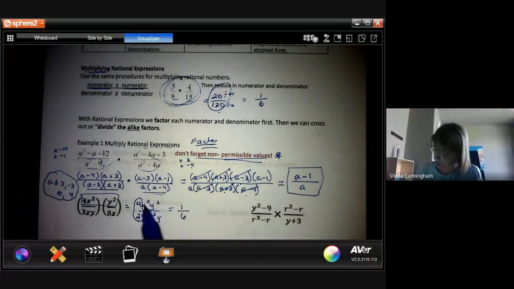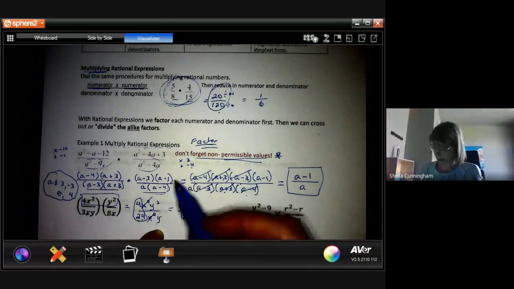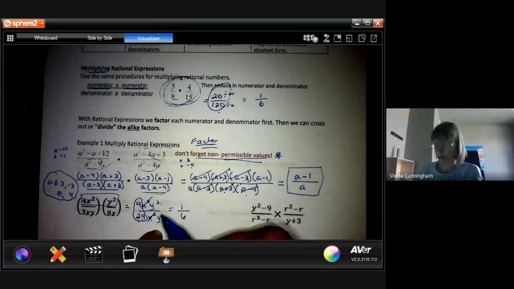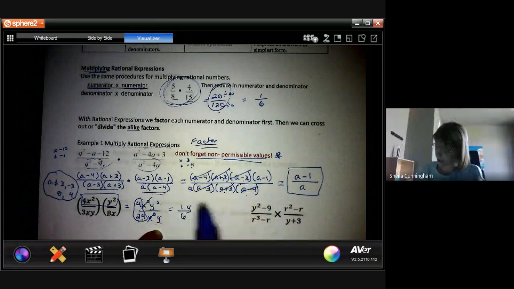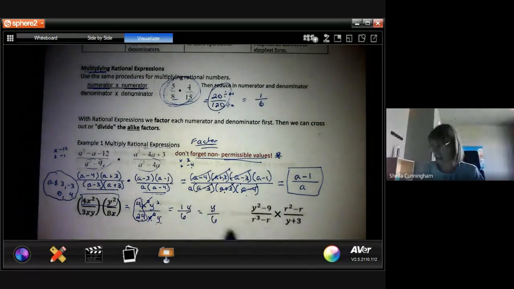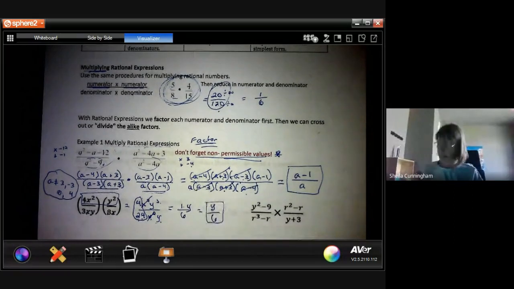Now I look at the x squared divided by the x squared. Well, that cancels out, right? They're the same factor, x squared over x squared. And then my last piece is I've got y squared over y. Well, that's the same as just saying I've got y. So in this instance, I've got 1y over 6, or I can simply say y over 6. I don't need to put that 1 in there if I don't want to. So that's where I would stay.